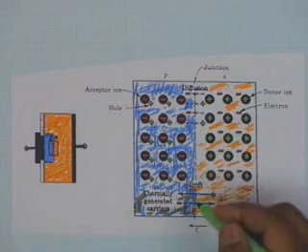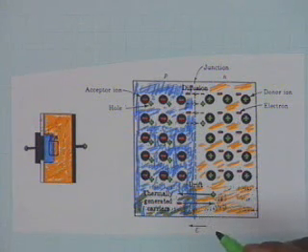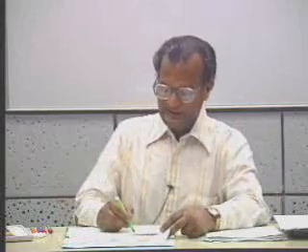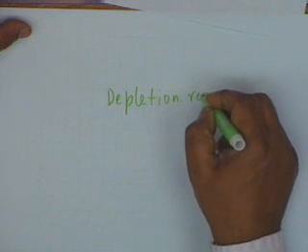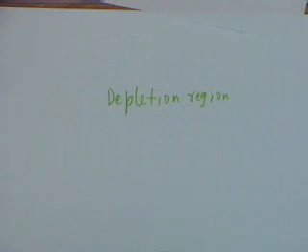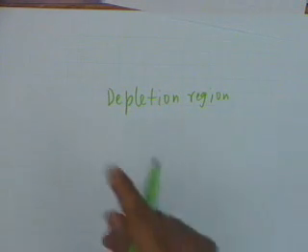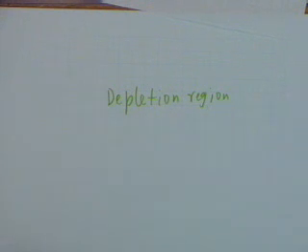and this region is called the depletion region. Depletion, D-E-P-L-E-T-I-O-N, depletion region. Depletion region is a region which is devoid or depleted of charge carriers. All right.